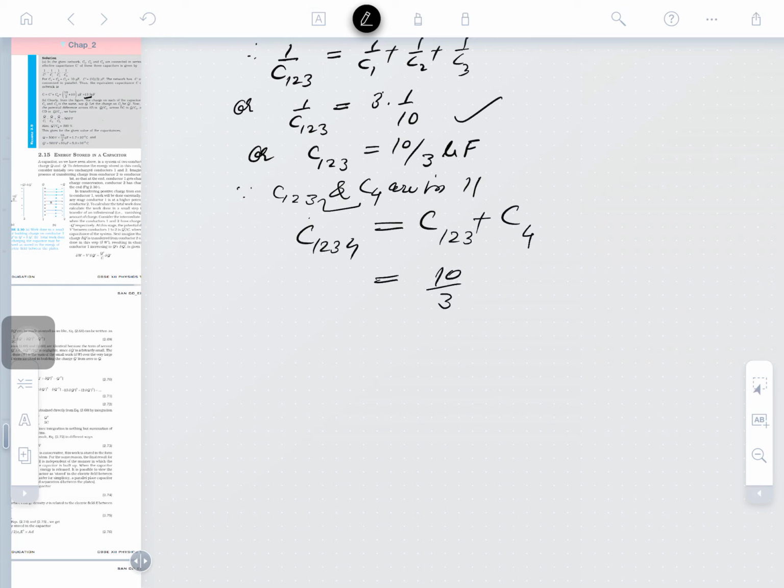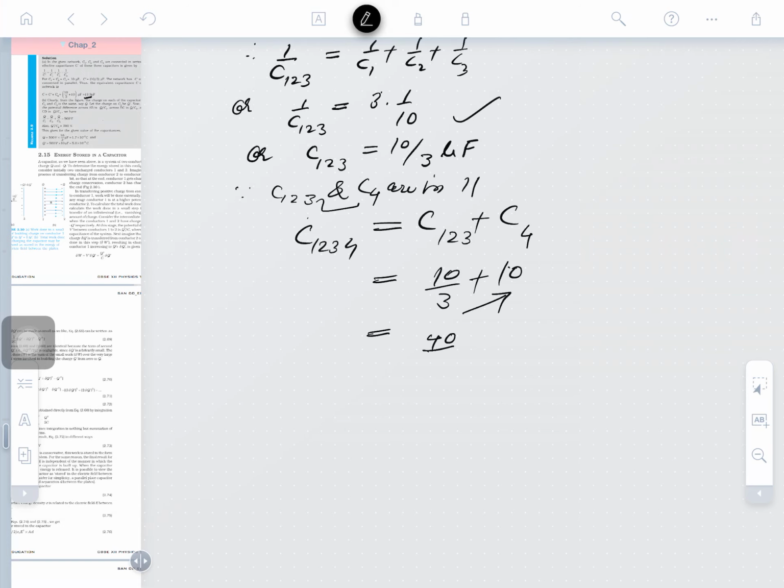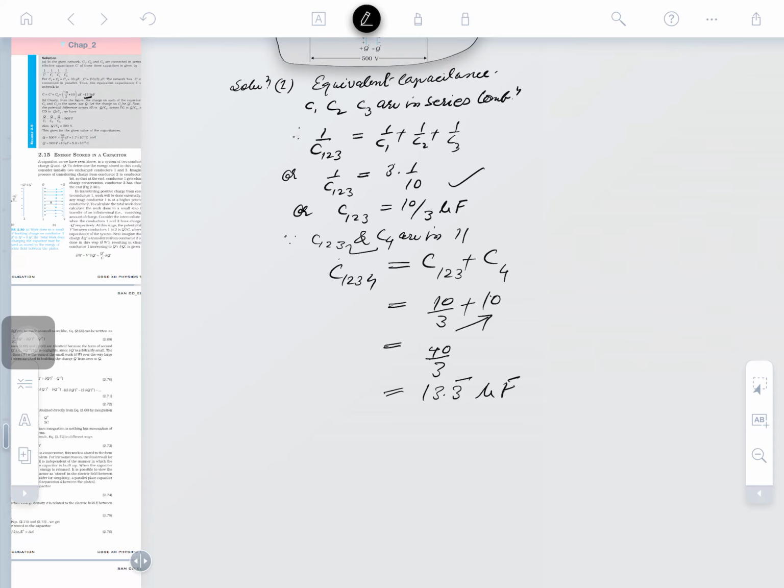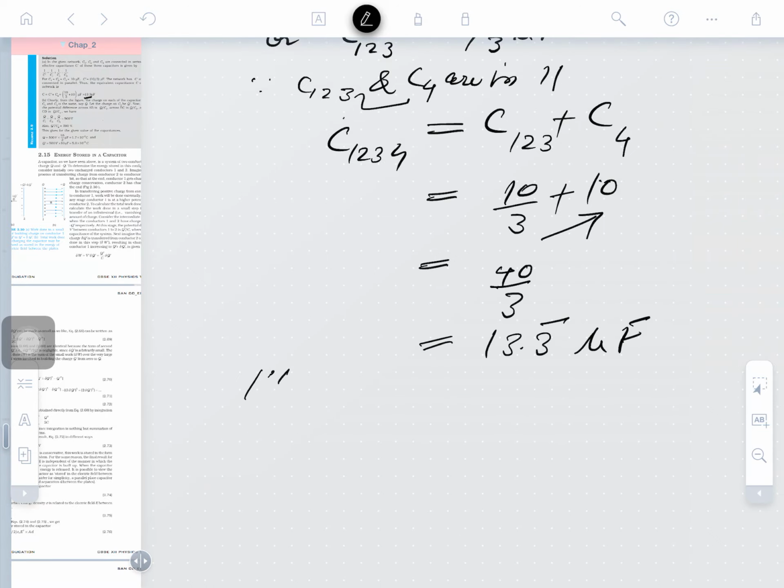It is 10 by 3 plus 10 microfarad. So, it shall be 30 and 40, so 40 by 3. 3 ones are 3, 3 threes are 9, and point something else, 3 bar we can say, microfarad. So, 13.3 microfarad will be the equivalent capacitance. And what is the second question, please?